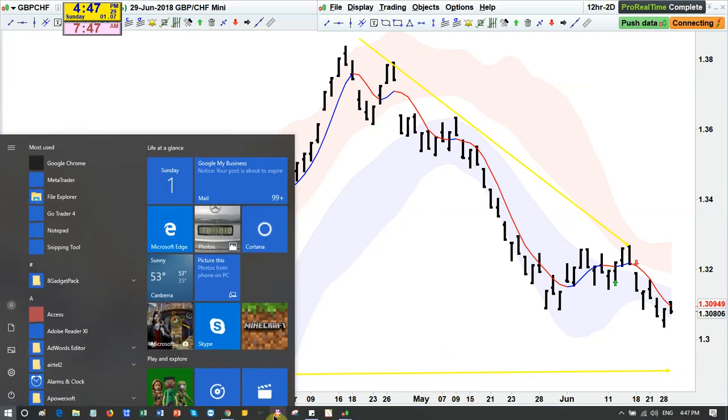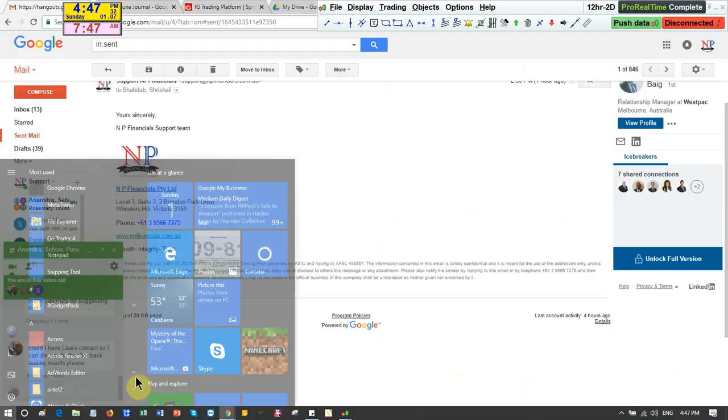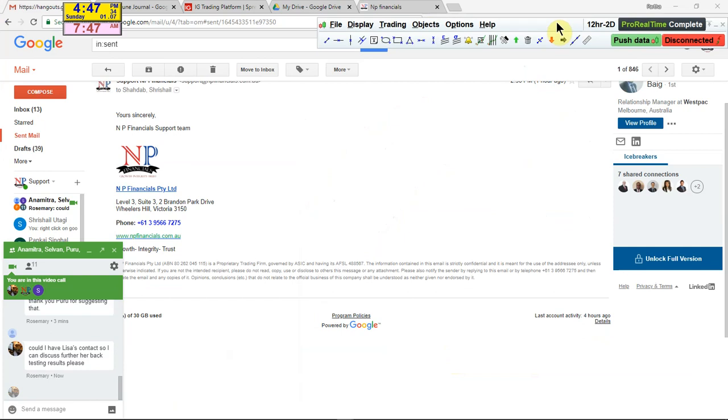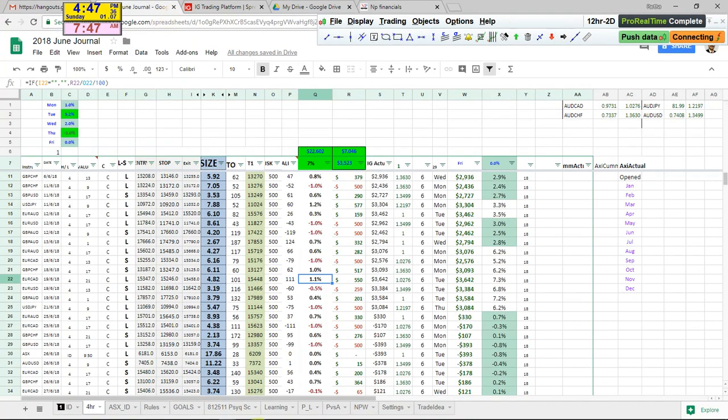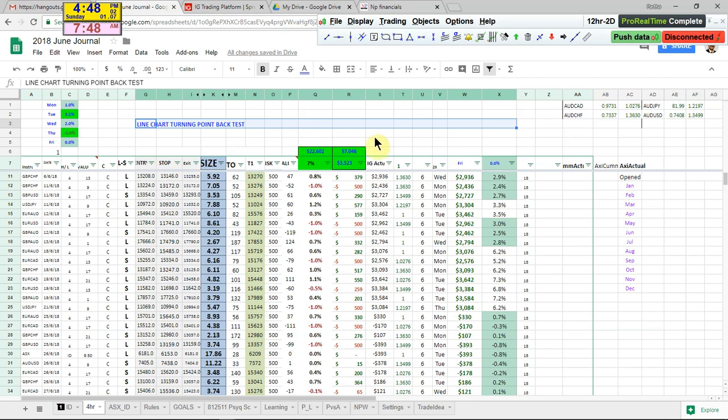So I'll also answer in two ways. First answer is, always keep a journal in whatever you do. Supposing you are doing line chart testing, line chart turning point backtest. This must be done for at least 1 year for all the currency pairs, and this will not take more than one Saturday and Sunday.